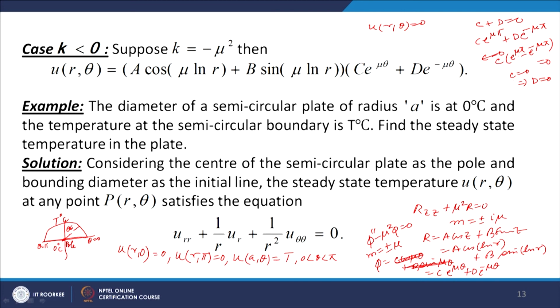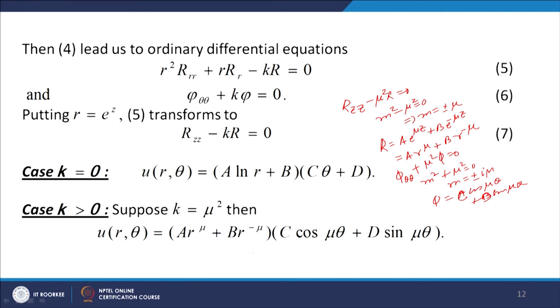Okay. So, we have the case k equal to mu square, which gives us the solution.